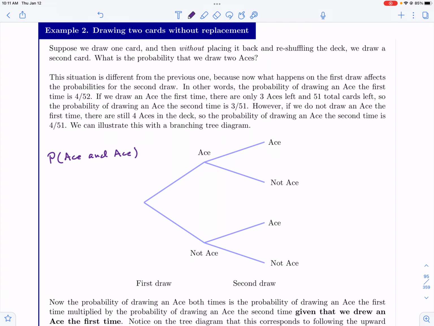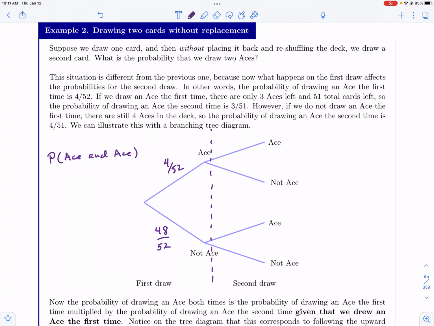All right, so on our first draw, which is right here, this branch of the tree, we obviously have two choices. We can either get an ace or we can not get an ace. And so the probability of getting an ace, since there's 4 of them, is going to be 4 out of 52. And then the probability of not getting an ace is all the other possible cards. So in this case, it would be 48 out of 52. We're just taking 52 minus 4 to get that number.